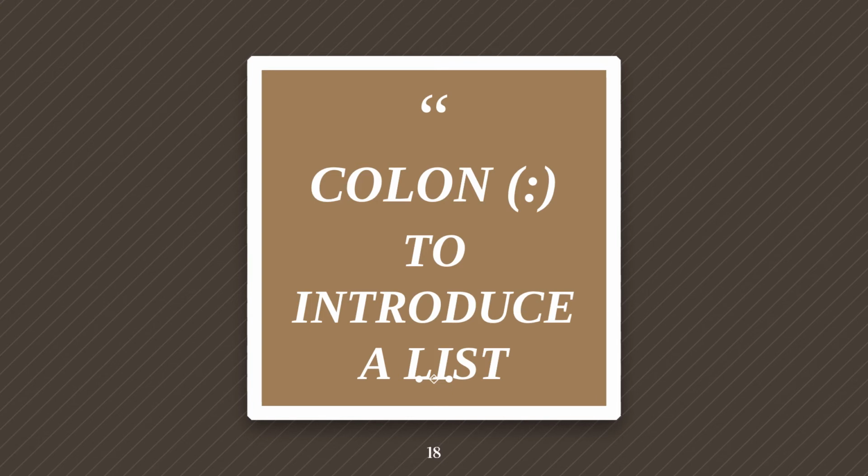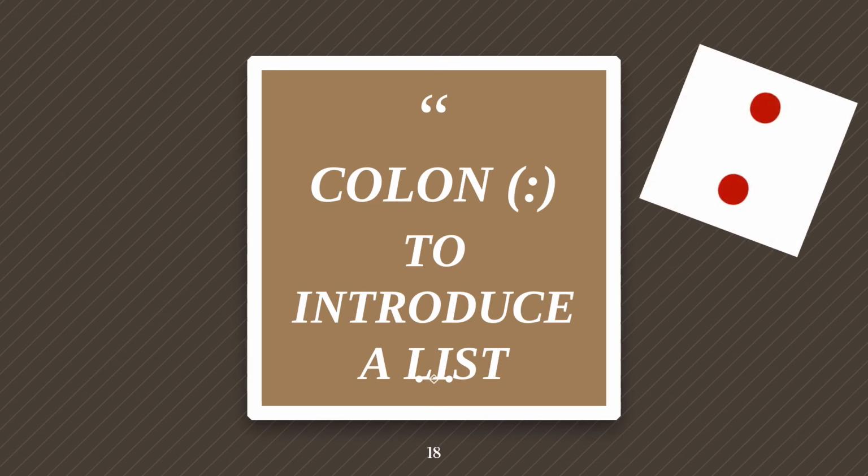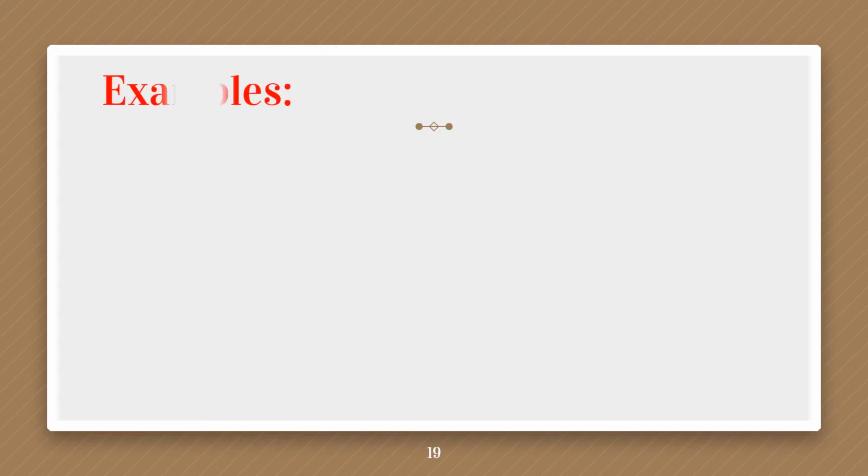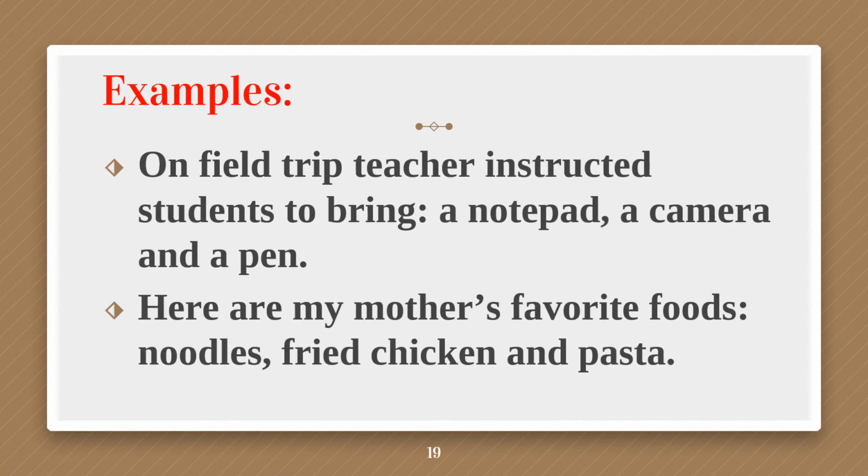Next is colon. These are two dots. Why do we use colon? We use colon to introduce a list. Examples: on a field trip, the teacher instructed students to bring: a notepad, a camera, and a pen. You can see here I have used colon. Now here are my mother's favorite foods, then colon. The list of the food is here: noodles, fried chicken, and pasta. So I have used colon to separate the items.